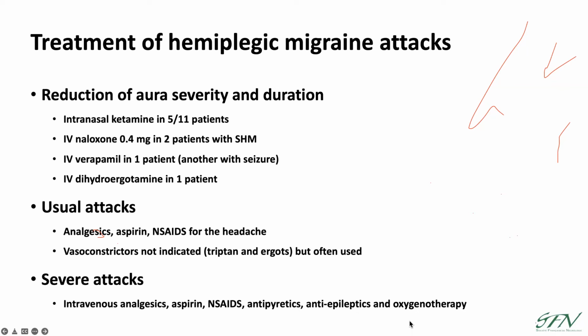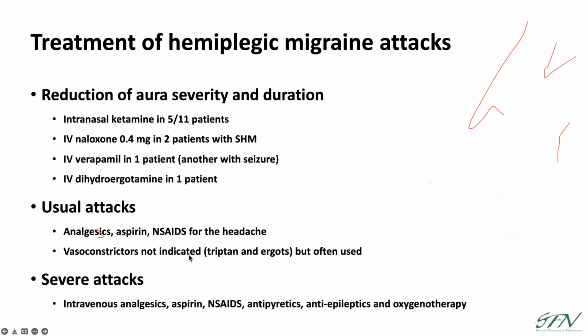Actually, severe attacks are in fact treated with support: IV analgesics or aspirin or NSAIDs, antipyretics, antiepileptics if there is a seizure, oxygenotherapy, ICU admission, and now high doses of IV corticosteroids seem to be effective in reducing the cerebral edema, which is ongoing in severe attacks. For usual attacks, analgesics, aspirin, and NSAIDs can be used for the headache. Nothing can stop the cortical spreading depression.